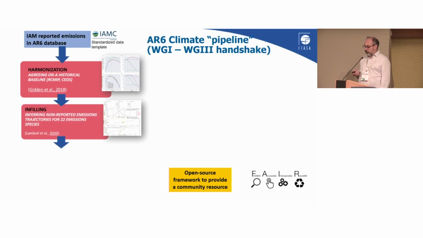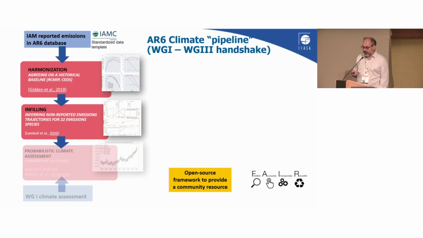Then, not all scenarios actually provide information across all different emissions sources. In order to be able to estimate the climate outcomes of the scenarios, you need to fill in the missing information. There are statistical methods that are used, which are developed by different colleagues and which were relied on in AR6. So if you have a minimum set of emissions, you can extrapolate the development of emission sources which are not provided by a specific model, and then you have a full set of emissions that you can run through the climate emulators to calculate the climate.